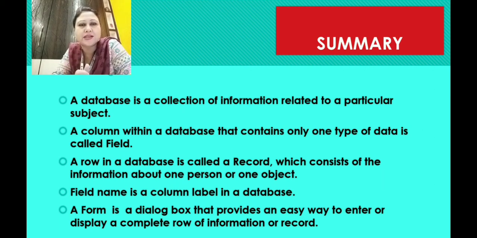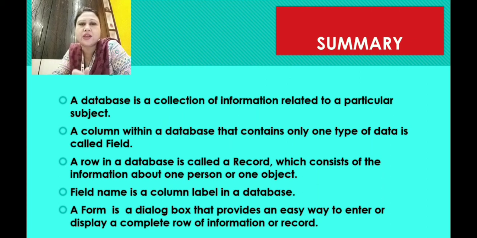In today's class we gathered knowledge about what a database is. This is the definition of a database: a collection of information, or related information, about any particular subject, or of any person or any object or any entity. Then we also learned that a column within a database consists of only one type of data, and it is known as a field.